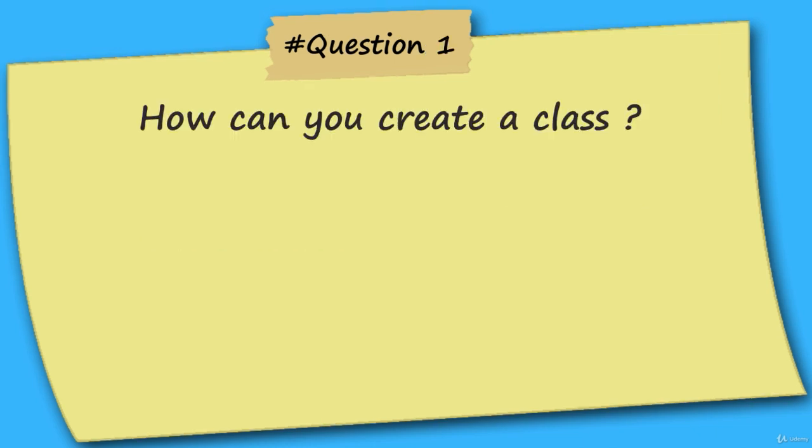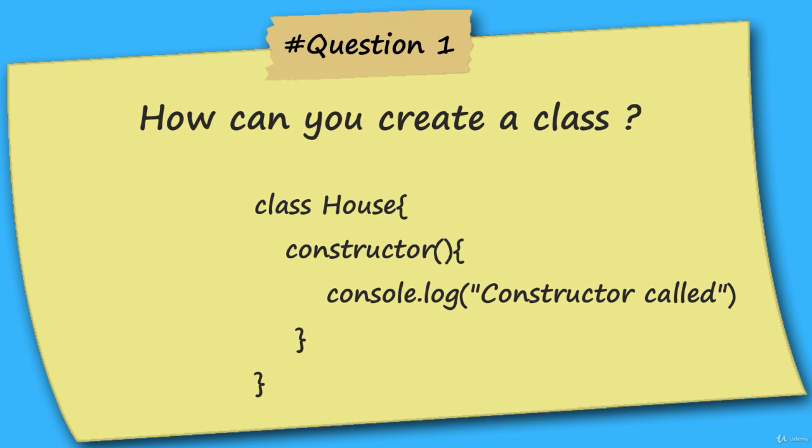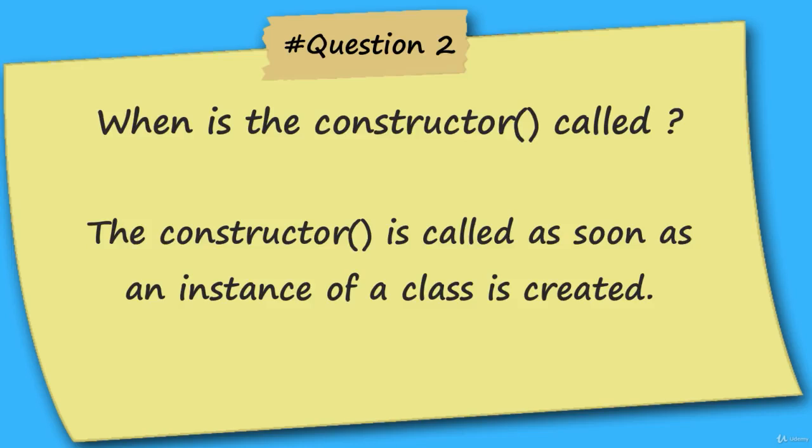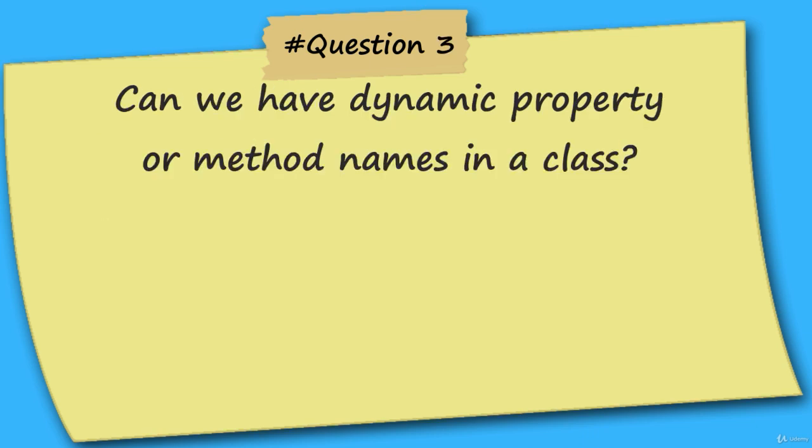The first question is, how can you create a class? So this is how you create a class. The second question is, when is the constructor called? The constructor is called as soon as an instance of a class is created. So whatever you want to initialize, whatever process you want to have as initialization, you can put in the constructor method.